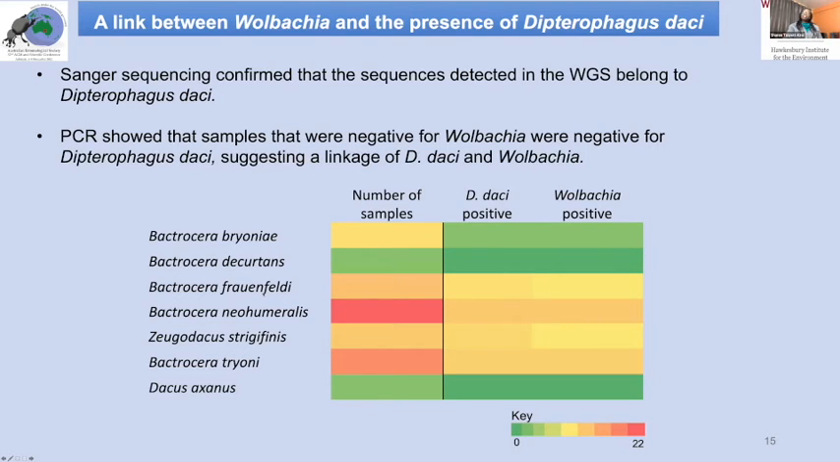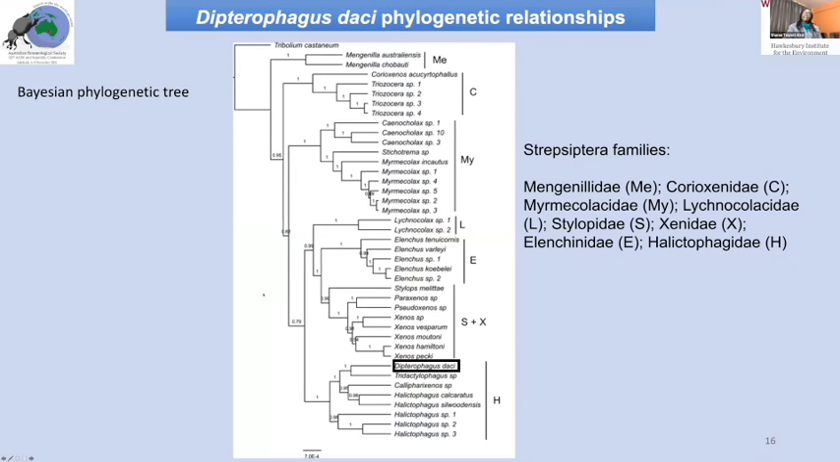So with the Sanger sequences that we had, and also the whole genome sequences, we did phylogenetic analysis to determine the phylogenetic placement of D. daisy in the Strepsiptera phylogenetic tree. And on the slide is a Bayesian phylogenetic tree. And we found that D. daisy belongs to the Halictophagidae family of Strepsiptera.